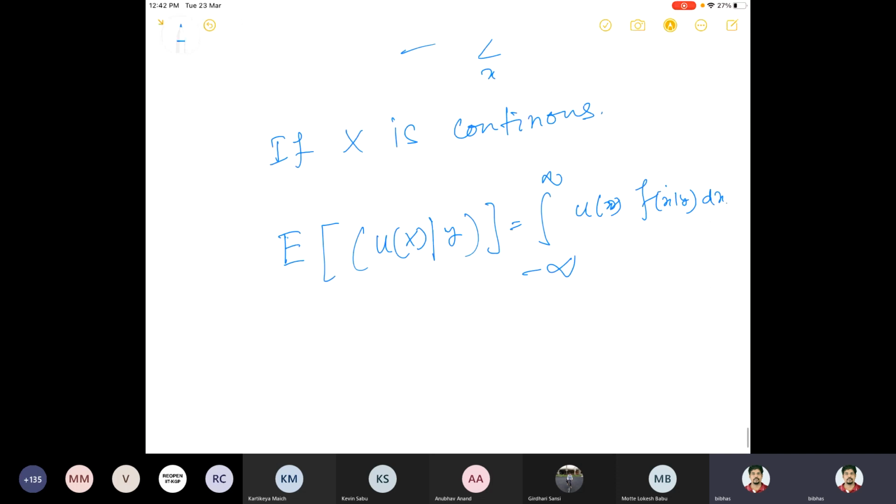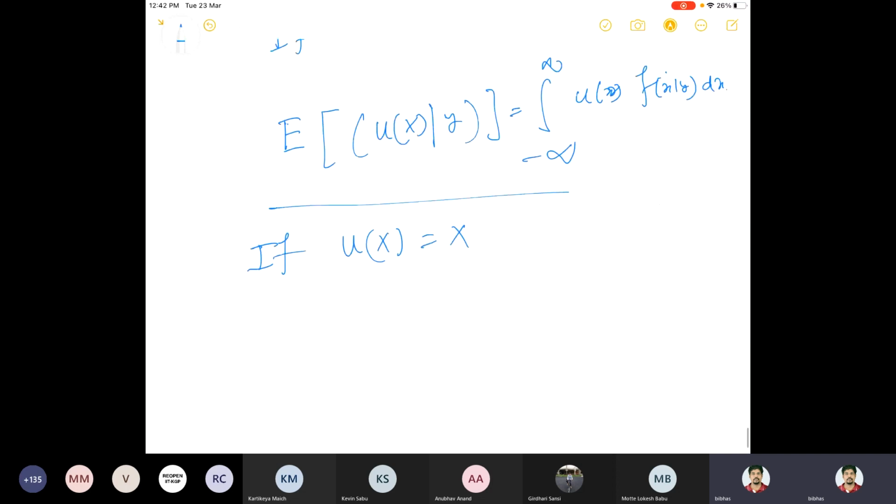So now, if u(x) equal to x, this is what our interest is. I mean, it need not be x, it could be x square. Suppose you want to find the conditional mean of x square given y equal to 1, or x to the power r given y equal to y. So you can talk about the moments, about the mean, everything you can now consider for this conditional random variable.